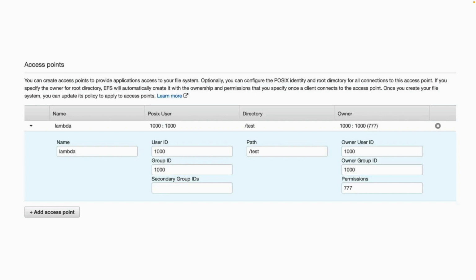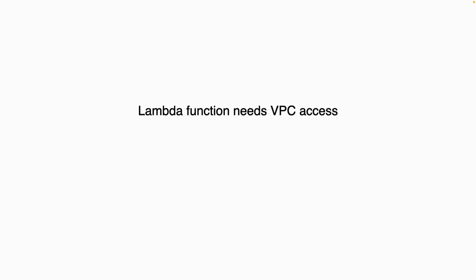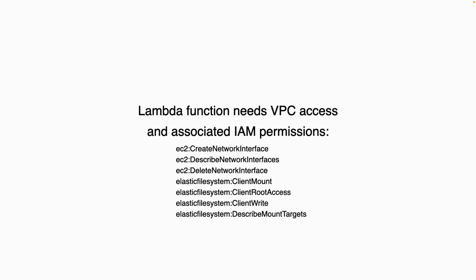This creates a unique access point that you can then reference when you set up a Lambda function to integrate with EFS, which requires the function to have access to the VPC that the EFS file system is created in, which in turn requires the function to have VPC-related permissions, and it also needs permission to perform several actions against EFS, such as the ability to describe the mount target and to actually mount the file system.